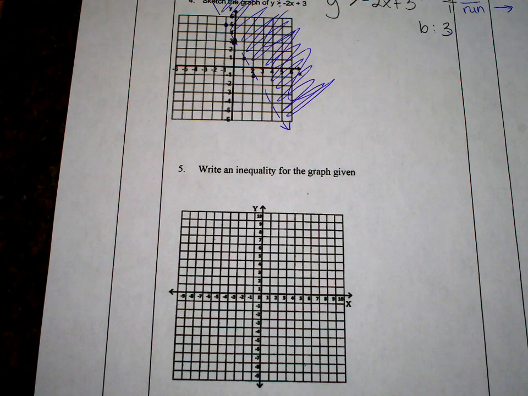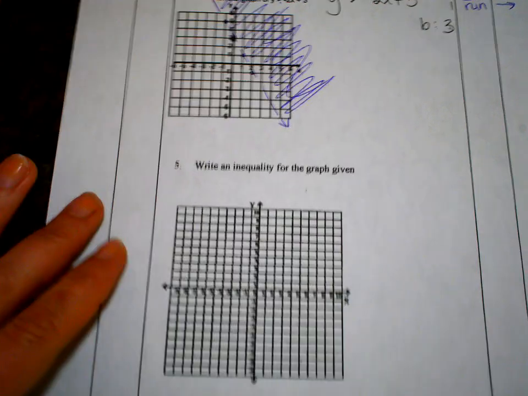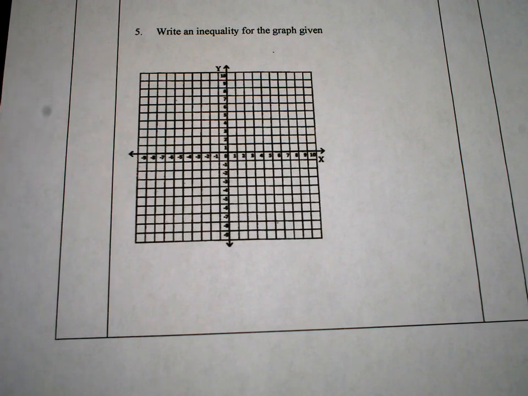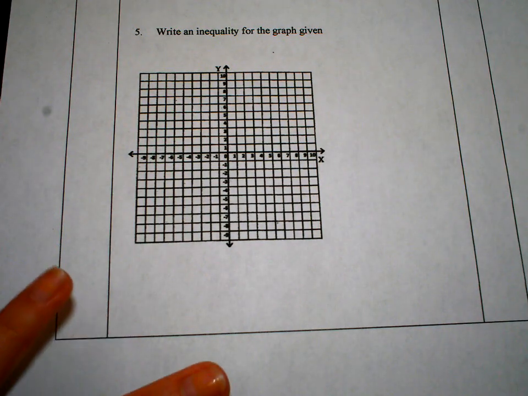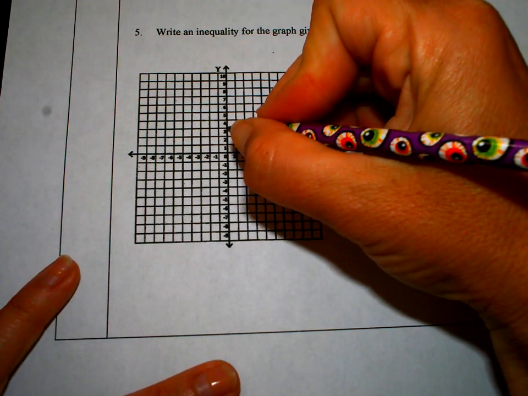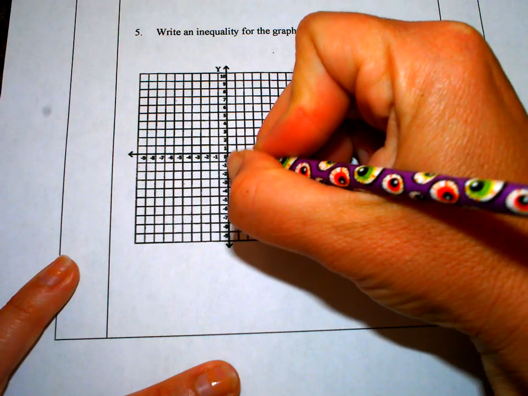Okay. Now I'm going to have you graph a line with me, and then we're going to talk about how to figure out what the equation would be. Okay. So here's what I want you to do. Draw it along with me. Okay. Here we go. I want you to put a dot at negative 1.